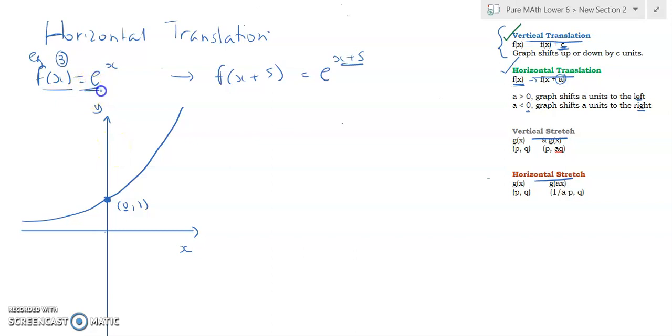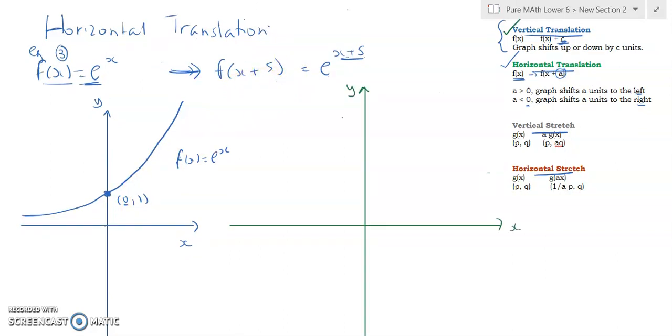The next example is f(x) equal to e to the x. Now if it's modified to f(x + 5), this will become e to the (x + 5). So let's look at the original curve. f(x) is equal to e to the x. We all know this is how this curve would look. This is one point on the curve. Now let us move on to the modified curve.